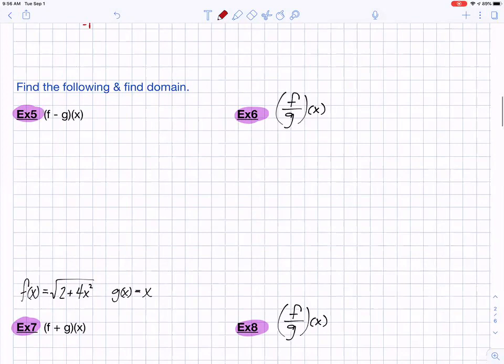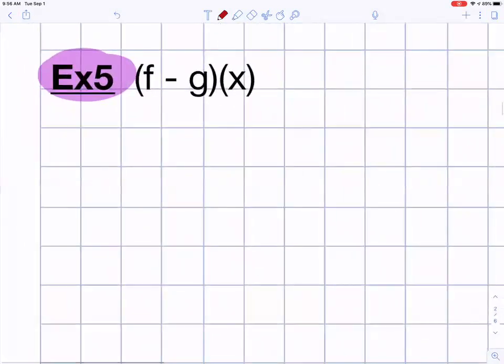First thing for example 5, what's the better way to write f minus g of x? f of x minus g of x. Now this one's different because I don't know what my x value is. So the first thing I'm going to do is, do you know what f of x is? You don't?